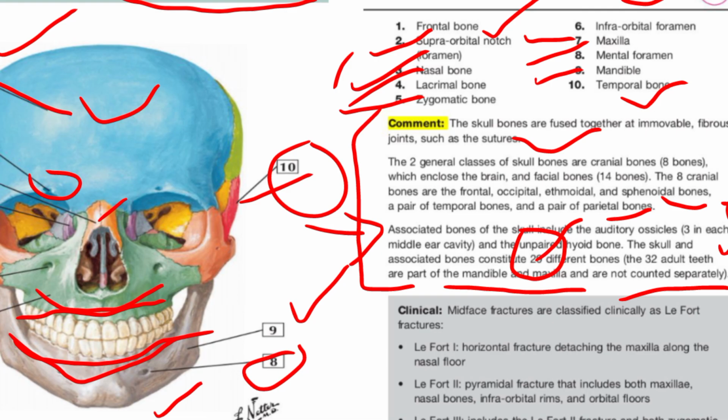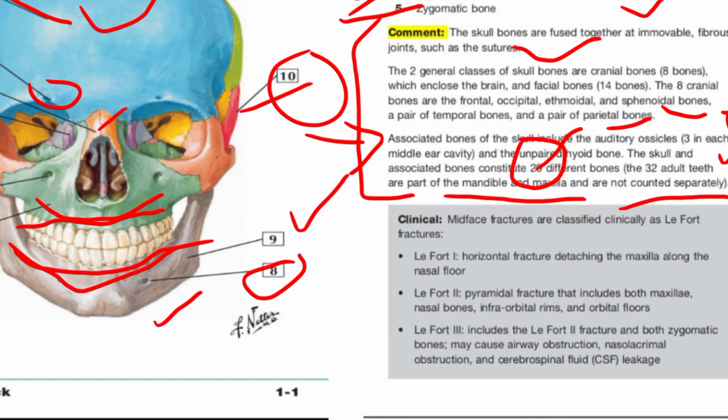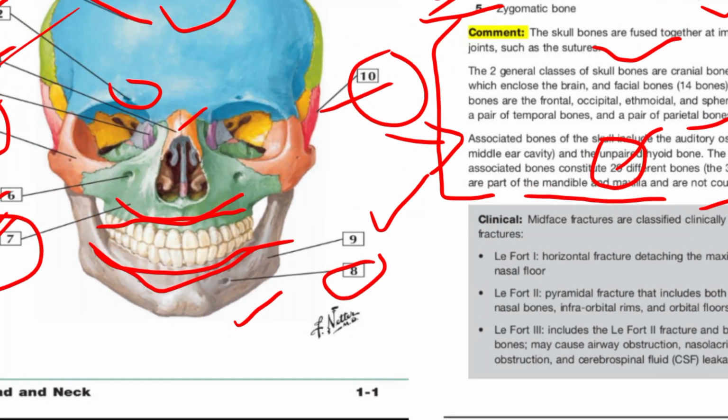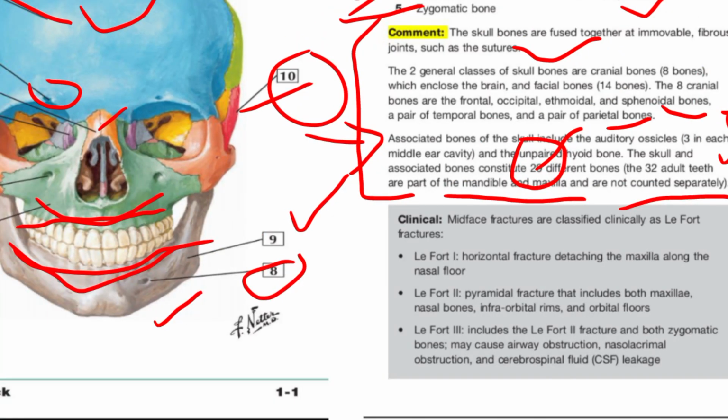Next, we will discuss the clinical. This playlist is very important. As I told you before, we also go for clinical here. Mid-face fractures are classified clinically as Le Fort fractures. If there is a fracture of the mid-face, it is classified as a Le Fort fracture, and it has 3 grades according to its severity.